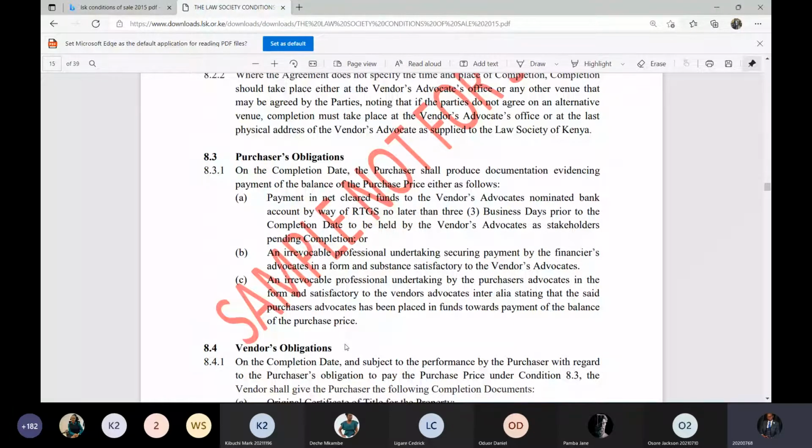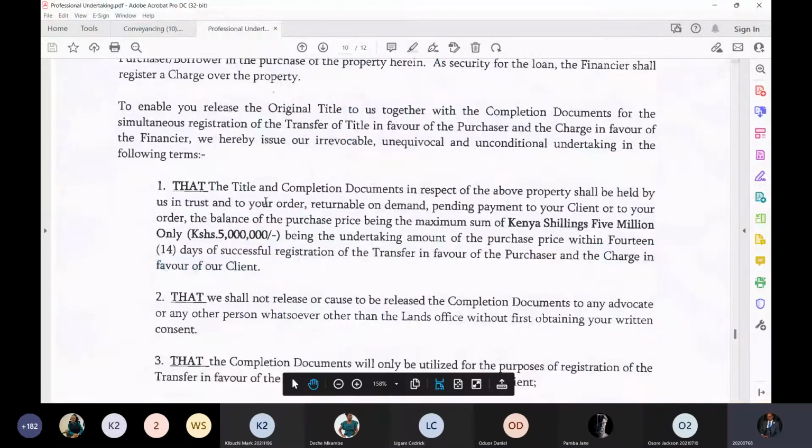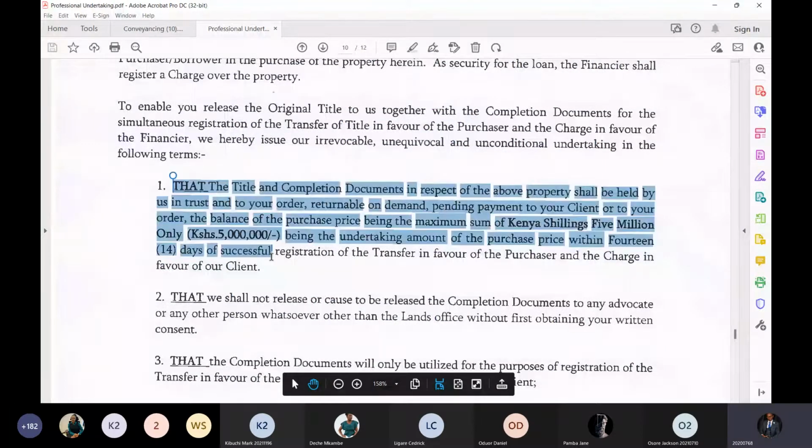And that's where I went and opened this document for you guys. It's actually self-explanatory on this bit. If you read paragraph 1.